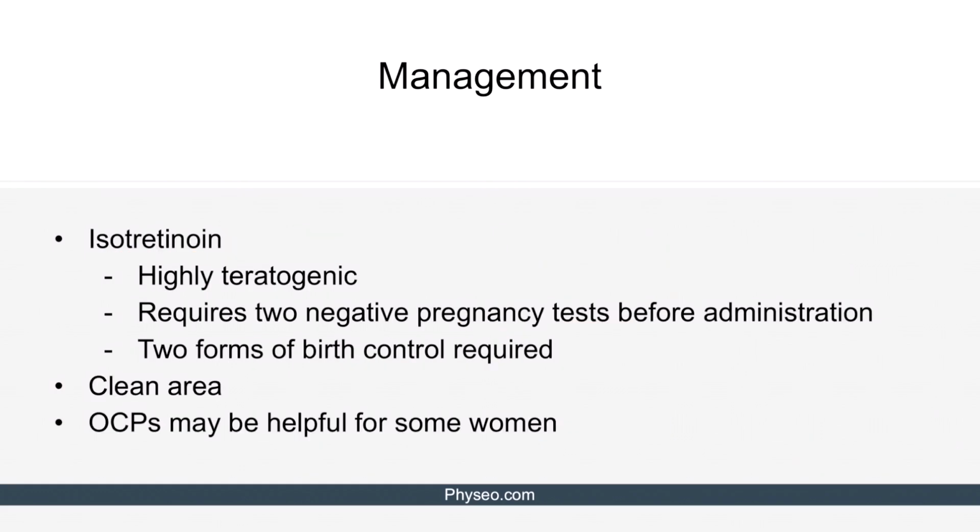Here we'll highlight a couple of additional points regarding acne management. It is important to know that isotretinoin, the oral retinoid given for cases of severe acne, is highly teratogenic, and thus requires 2 negative pregnancy tests before it starts to be administered. Additionally, patients are required to use 2 forms of birth control, oral contraceptives and condoms, for example. As far as general principles of acne management, it's important to clean the affected area regularly, and oral contraceptive pills may be helpful as a treatment for some women.